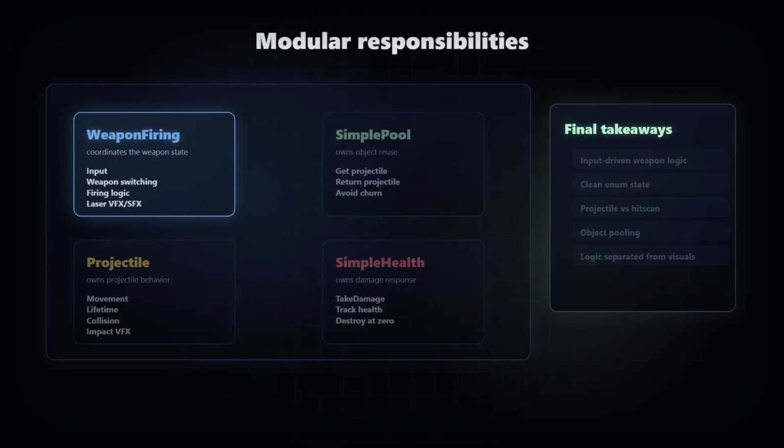We need to keep things modular. Inside a weapon firing script, we're going to have detection of the input, weapon switching, our firing logic, the laser, VFX, SFX control. And then in a projectile script, it's going to control its own movement, collision, damage, impact effect, returning itself to the pool. Then we're going to have another script, which we'll call simple pool, and that's going to handle the actual pooling of things. It's going to reuse objects. Then we're going to have a simple health script just so we can actually detect damage being taken and destroy things when they run out of health.